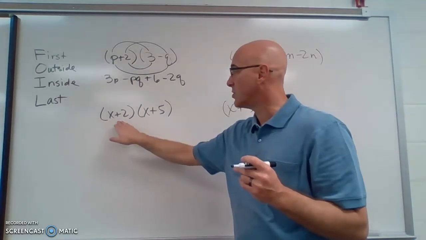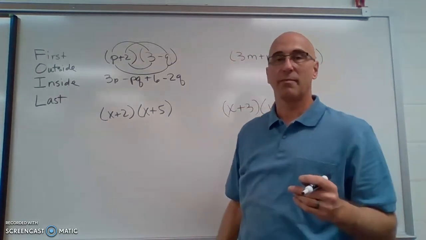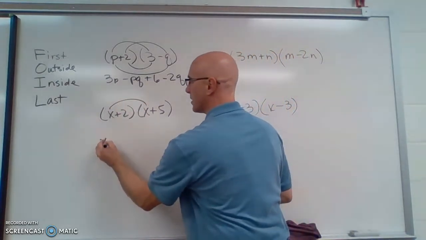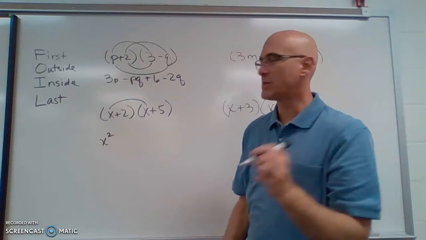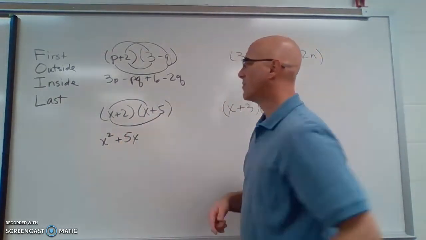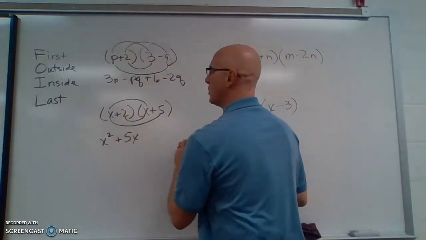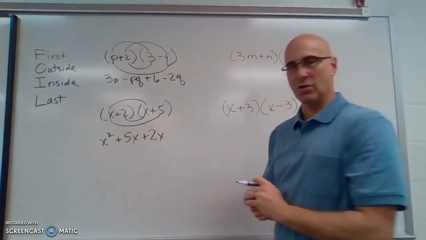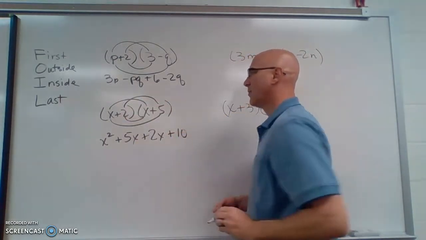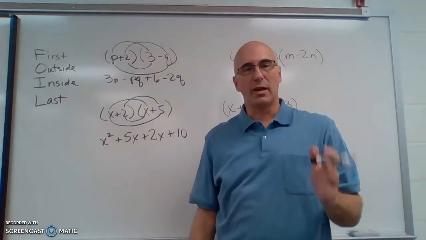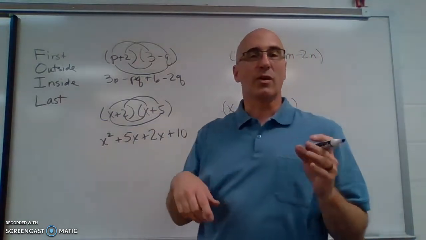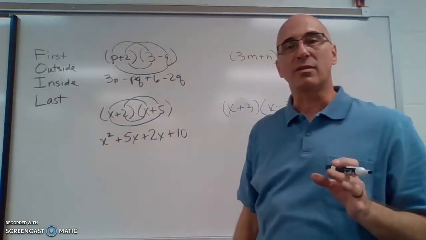We have x plus 2 times x plus 5. Let's use FOIL. First, x times x is x squared. Outside, the x and the 5, that's 5x. Inside, that's the 2 and the x, which makes it 2x. And last, 2 and 5, that's 10. Now we always have to make sure we do the right signs. In this case, everything is positive, so we're great. In another one of these, we're going to do some positives and negatives, which make things a little tricky.